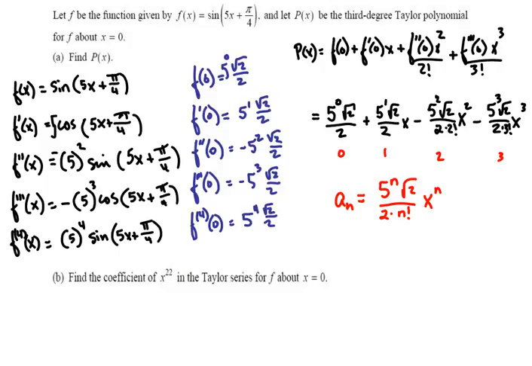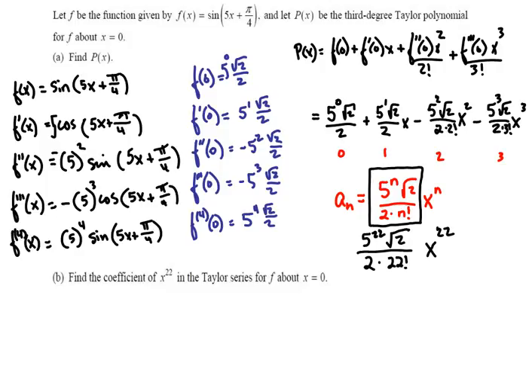So if I'm looking for the coefficient of x to the 22nd, then I'm looking for 5 to the 22nd, obviously you don't need to compute that, times square root of 2 over 2 times 22 factorial. Now the only thing that we don't know here is the sign of this.